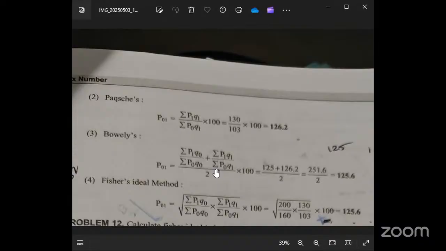So whenever we do this kind of index numbers, remember, whichever method we use, our answer should be almost very similar, because if any formula is applied, the answer should be the same. Because we know what P1 Q0 or P0 Q0 is.